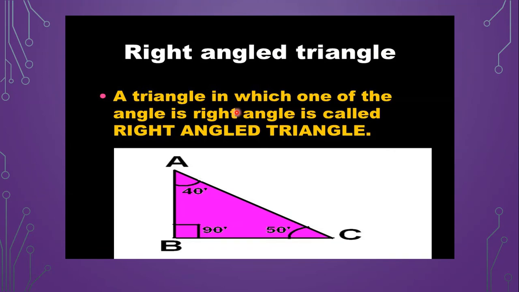Now what is a right angled triangle? This everybody knows. A triangle in which one of the angles is a right angle is called a right angled triangle. Any one of the angles. Can you see this? Here in triangle ABC, angle A is 40, angle C is 50 and angle B is 90 degrees. So as I said, one of the angles. Out of these three angles, we have angle B as 90 degrees. Such a triangle is called a right angled triangle. Clear?